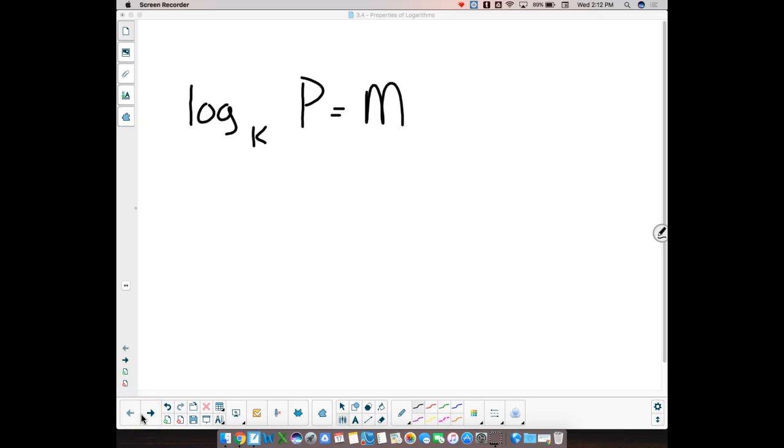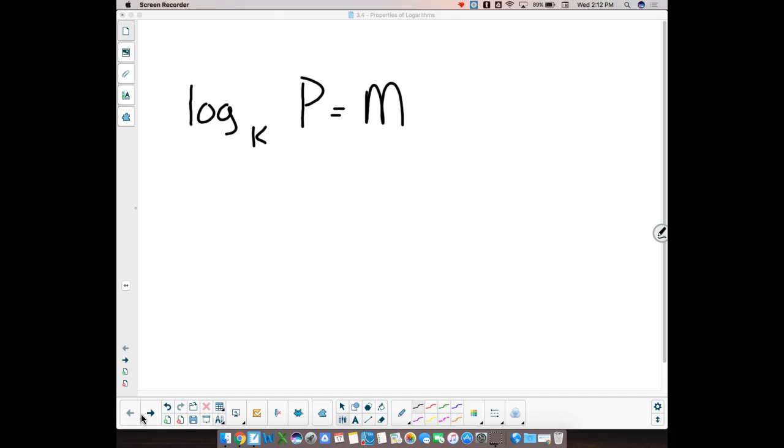So what does that mean? Okay. In the past, your Algebra 2 teachers probably had you memorize this. If they didn't, I'm going to have you memorize this because it's going to make your life with exponentials and logarithmics much, much simpler. So what does that mean?